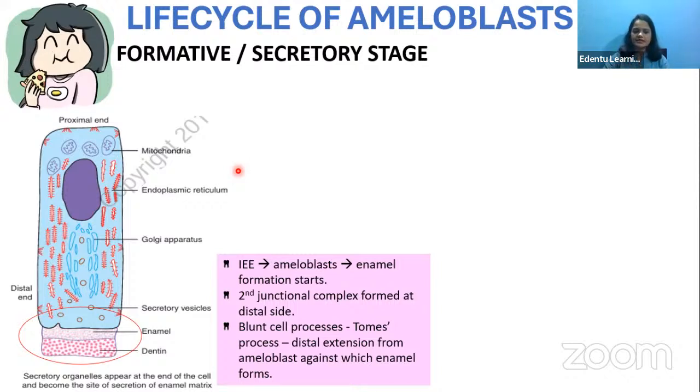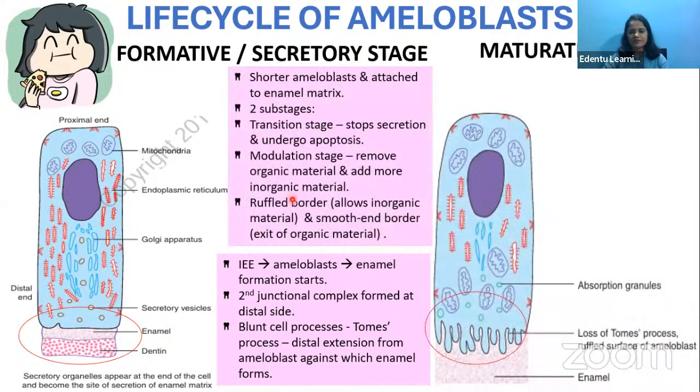And as you can see, there will be an extension, like small cell processes seen at the end of these cells, which are called Tomes' processes. These Tomes' processes are the distal extension from the ameloblast, and through these Tomes' processes only, this enamel will start forming. So that is about the formative or the secretory stage. Next we have the maturative stage.